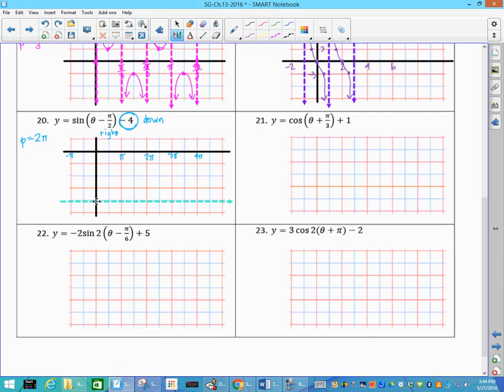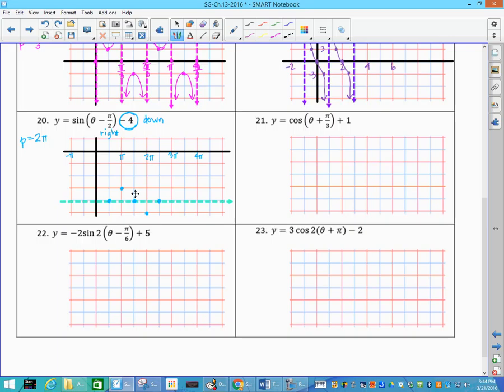So normally my sine graph starts at 0, but I'm going to move it to the right 1 tick mark. It normally ends at 2 pi, but I'm going to go over 1. And this is when you go back to your key points. Starts at 0, ends at a 0, halfway between is a 0, halfway between the first two is a max, halfway between the last two is a min.